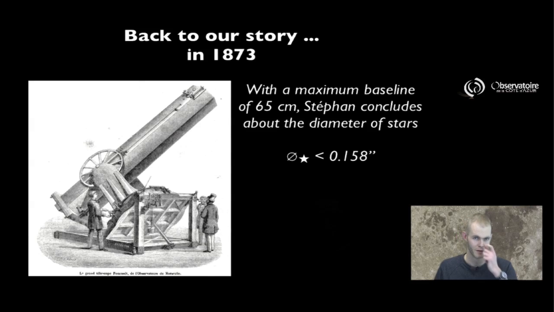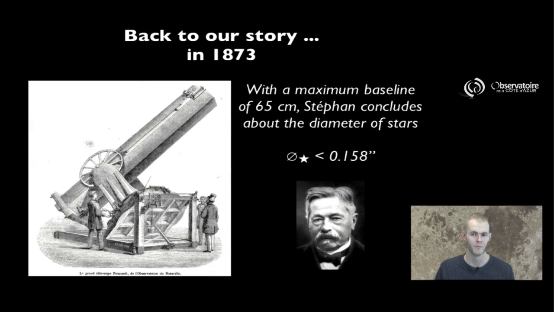So in 1873, Stefan, using his 80 centimeter telescope and an optical setup that limited the separation between the two holes to about 65 centimeters, observed pretty much all the stars he could, down to about magnitude 4, with this experimental setup. But he was not able to directly witness a drop in the visibility of the fringes. The conclusion he drew was that the stars he looked at had to have an angular diameter smaller than 0.16 arcseconds.